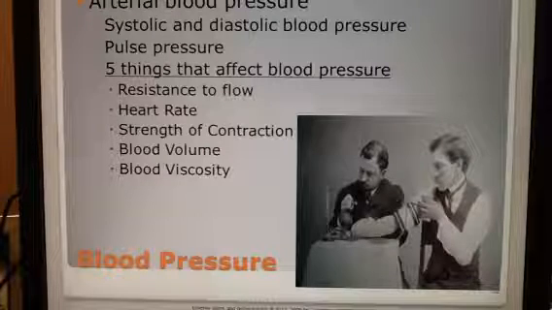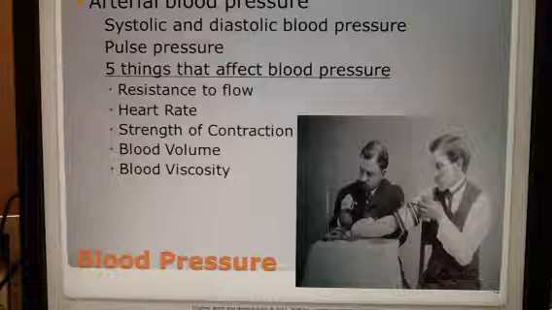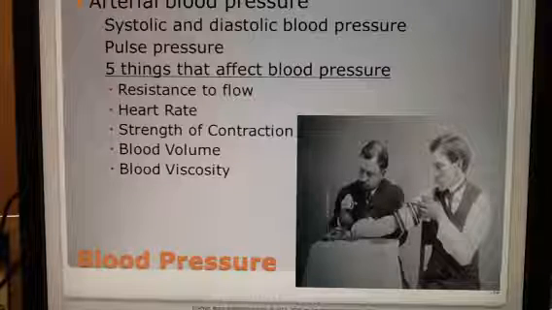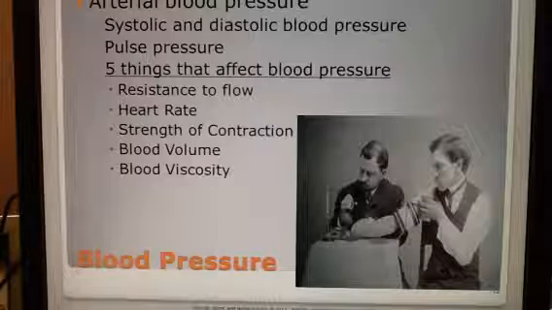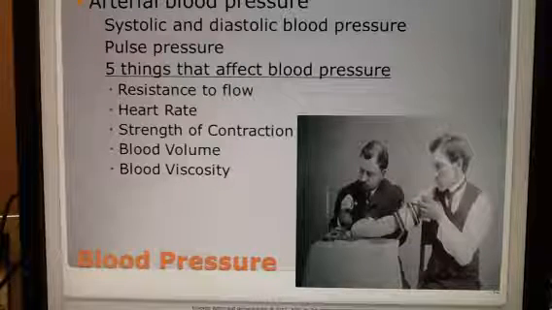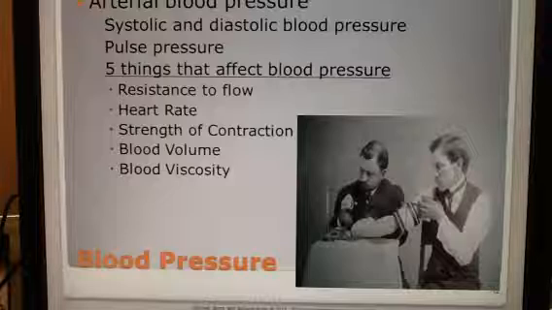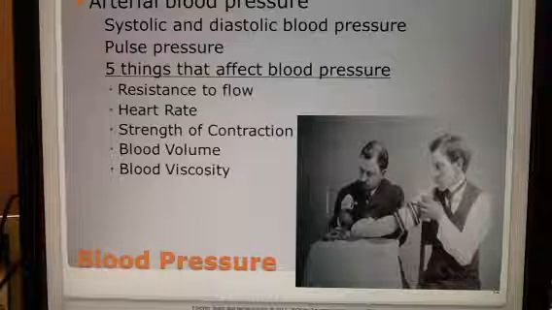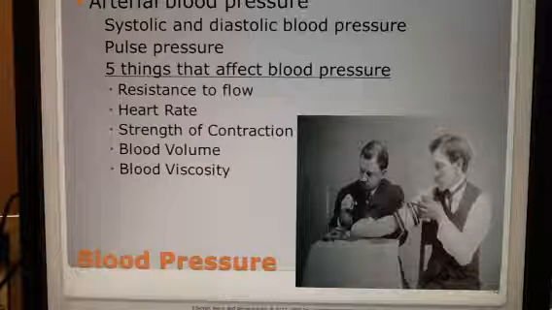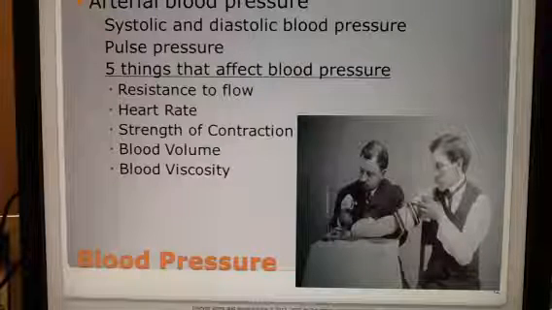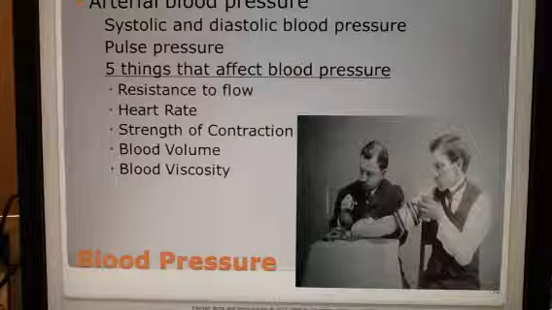The systolic blood pressure is the pressure against the artery when the ventricles are contracting. So systole, contraction. So systolic is that blood pressure at the time of contraction. And then diastole, or diastolic blood pressure, is the pressure in the artery when the heart is relaxing.